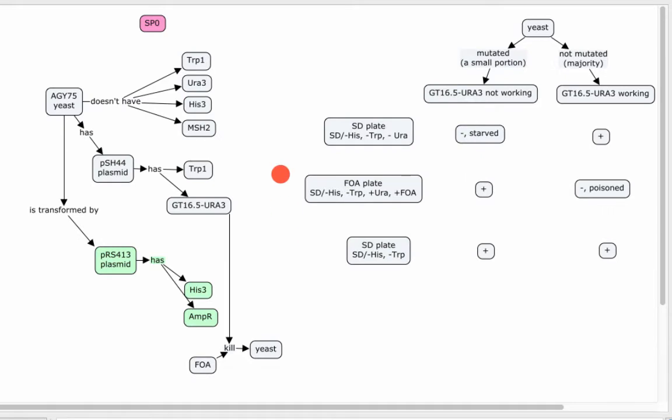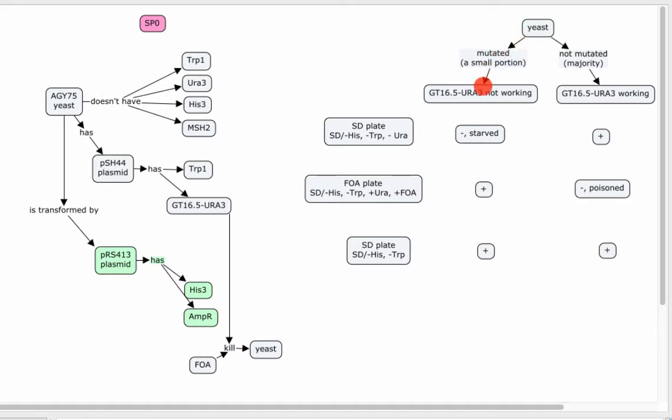We have this concept map summarizing the genotype of the yeast plated on FOA plate. I'm going to use SP0 as an example. This yeast doesn't carry functional MSH2, so the mutation rate in this yeast is fairly high. When we plate millions and billions of yeast on the plate, due to the mutation rate, there will be a small portion of the yeast that contains mutations.